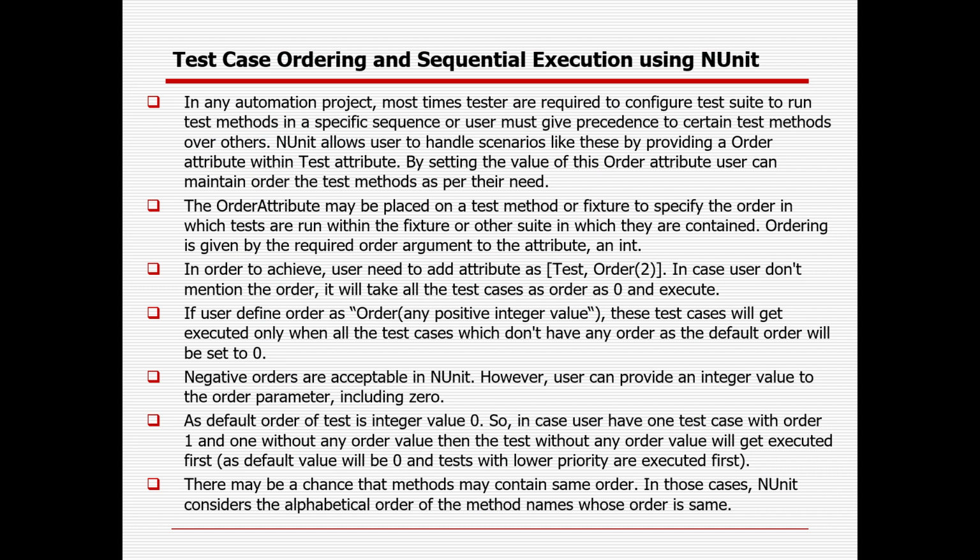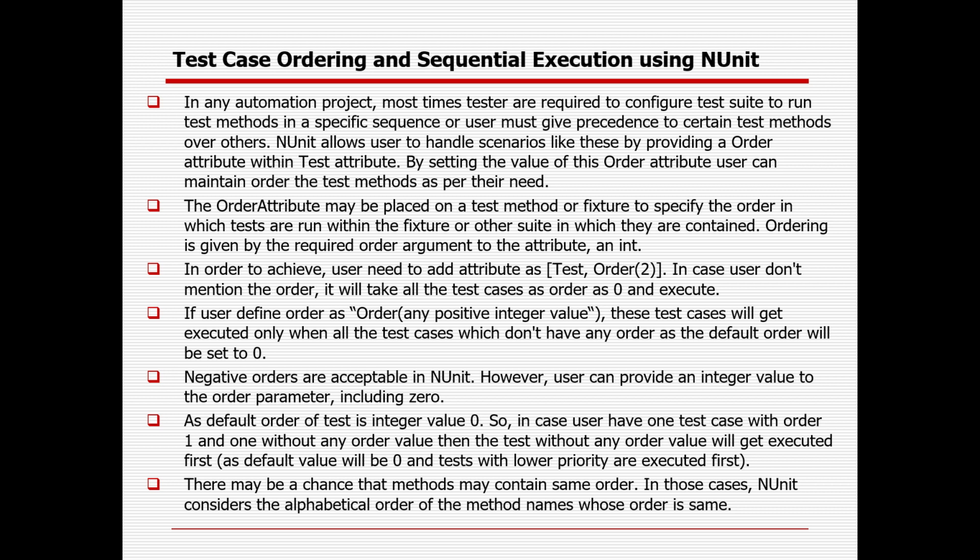In any automation project, most of the time testers are required to configure a test suite to run test methods in a specific sequence, or the user must give precedence to certain test methods over others. NUnit allows users to handle scenarios like these by providing an Order attribute within the test attribute. By setting the value of this Order attribute, the user can maintain the order of test methods as per their requirement or need. The Order attribute may be placed on a test method or fixture to specify the order in which tests are run within the fixture or other suite in which they are contained.